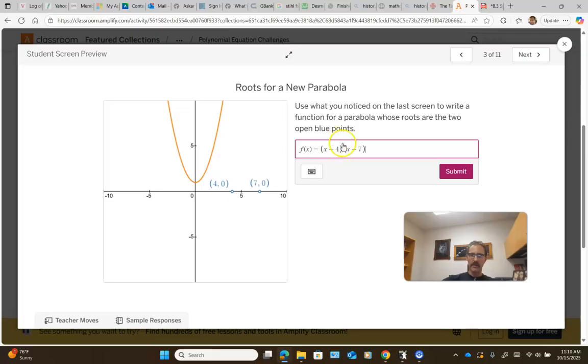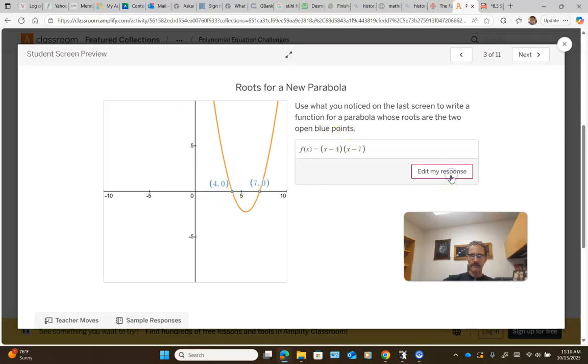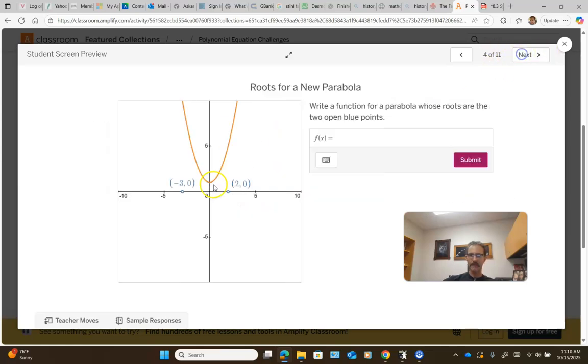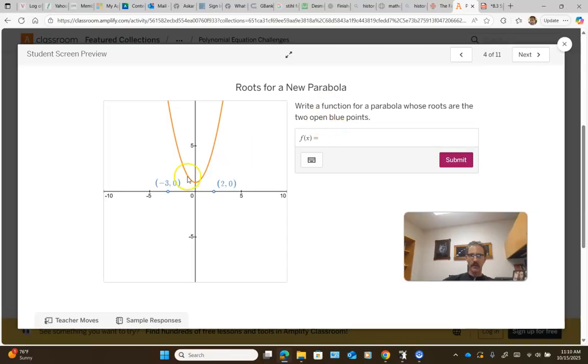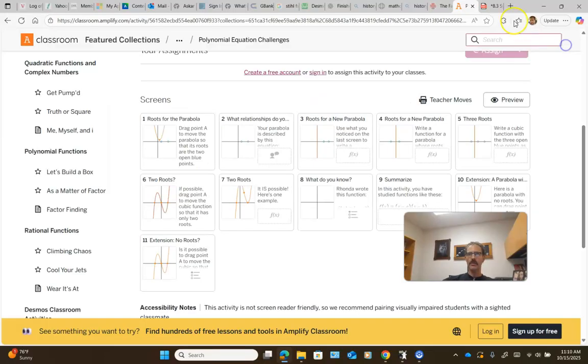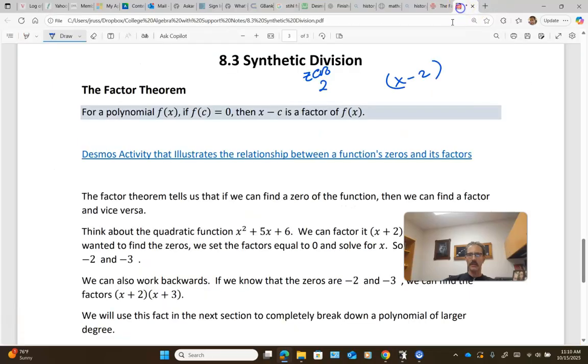Okay? So these two factors correspond to these two zeros. And it puts it right there. Okay? And then the same thing here for this one. Okay? So the reason I'm showing you that is just to show you that we've dealt with this before.